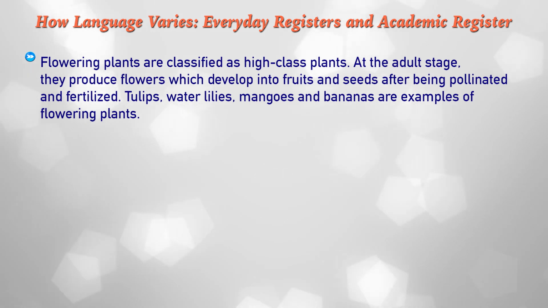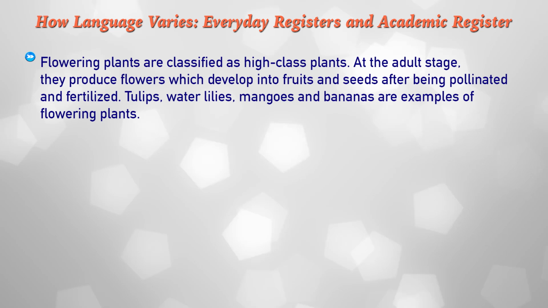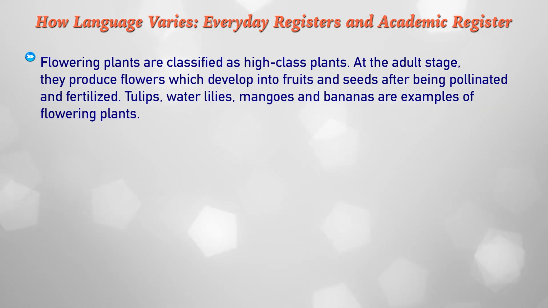Now that was a conversation between Adrian and Angel. Text B. Flowering plants are classified as high-class plants. At the adult stage, they produce flowers which develop into fruits and seeds after being pollinated and fertilized. Tulips, water lilies, mangoes, and bananas are examples of flowering plants.